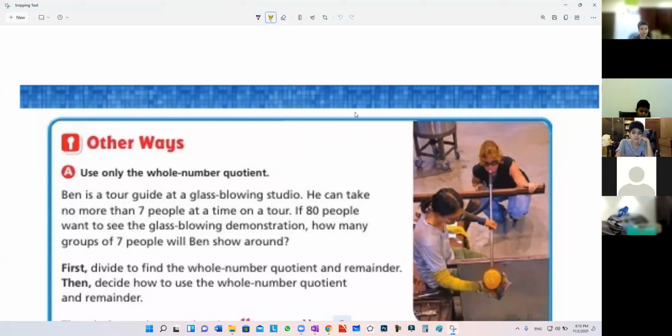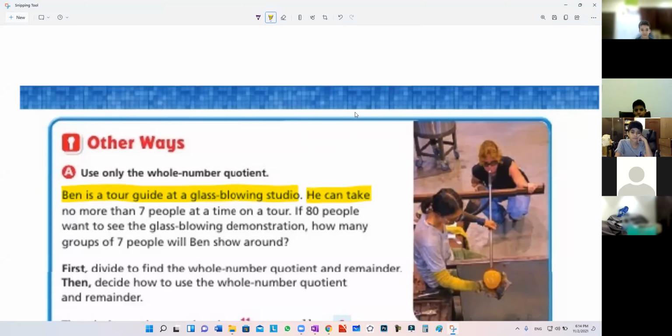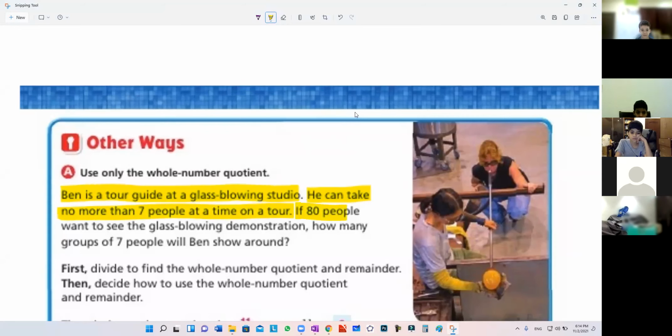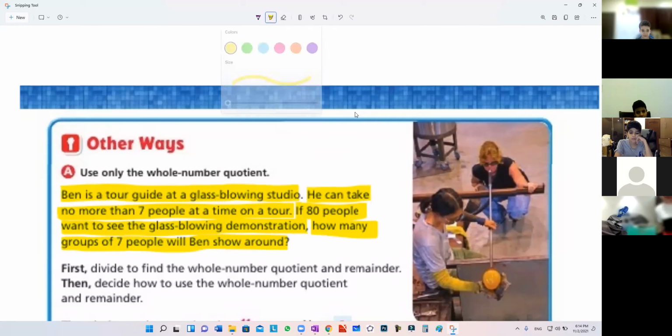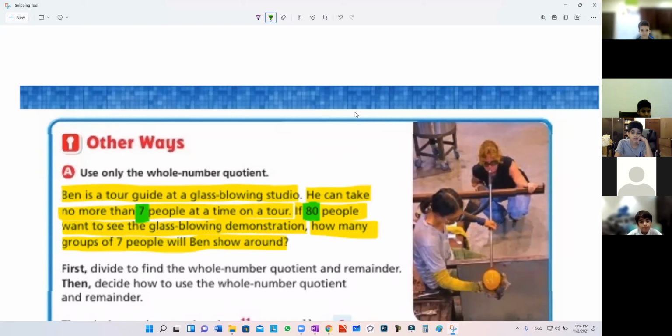Let's read it first. I will read it for you. Ben is a tour guide at a glass blowing studio. He can take no more than 7 people at a time on a tour. If 80 people want to see the glass blowing demonstration, how many groups of 7 people will Ben show around? He's asking how many groups of 7 people. We have 80 people and each group should be 7 people.